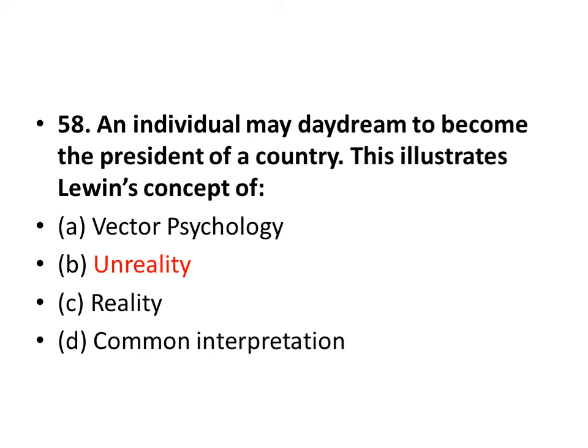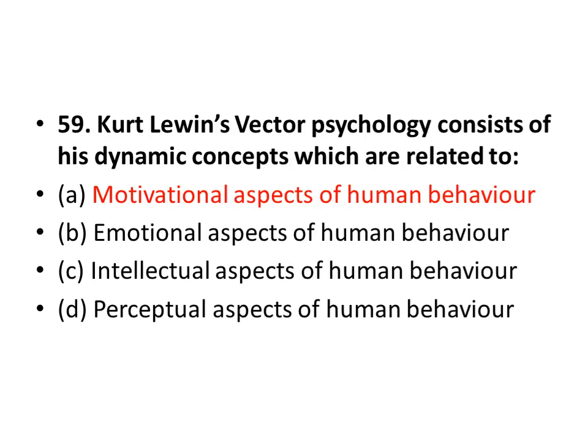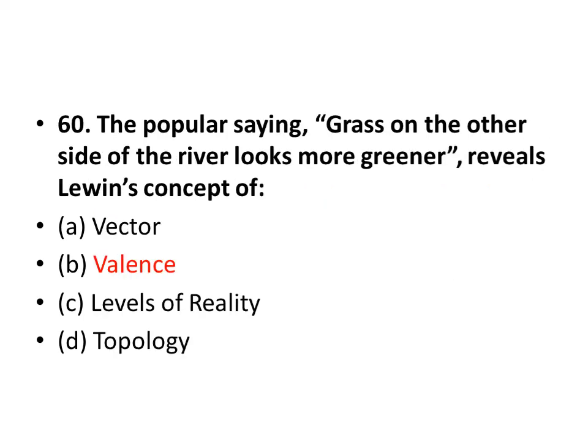An individual may daydream about becoming the president of a country. This illustrates Lewin's concept of unreality. Kurt Lewin's vector psychology consists of dynamic concepts which are related to the motivational aspects of human behavior. The popular saying that the grass on the other side of the river looks greener reveals Lewin's concept of valence.